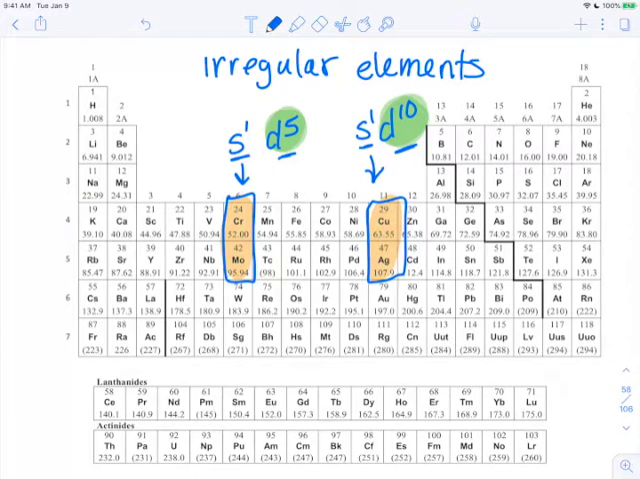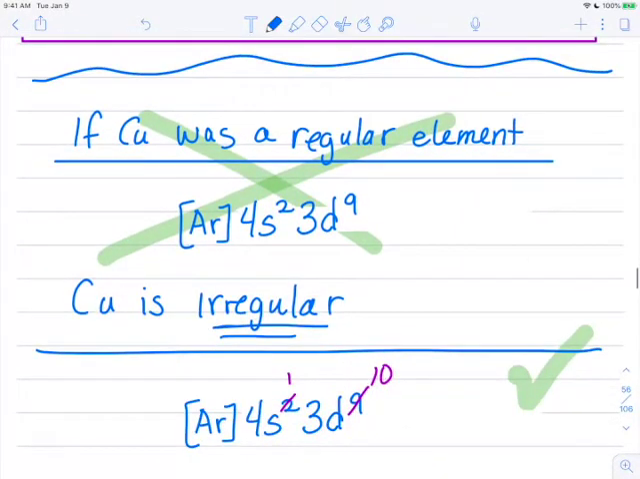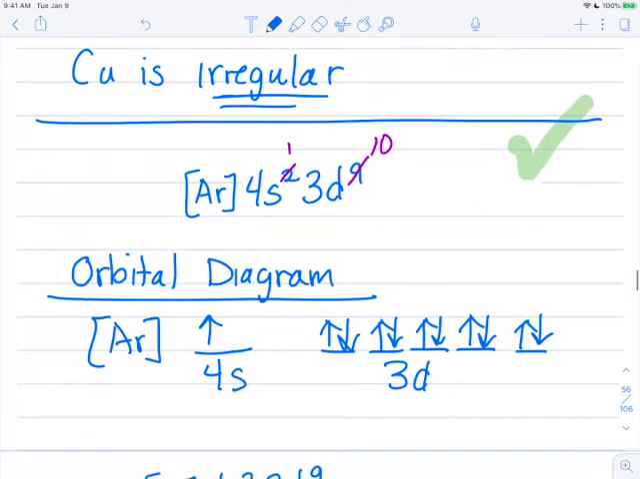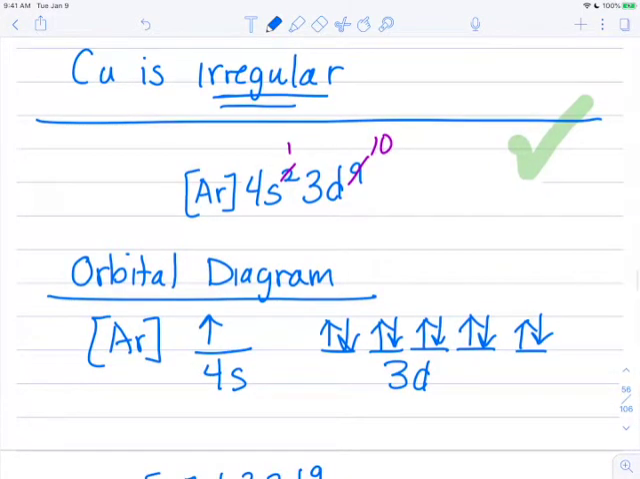Any questions on what we've been talking about for the regular or irregular configuration, or that there are these 4 elements that I need you to memorize as irregulars? And if I do ask for their electron configuration or orbital diagram, you do not have to give me the regular one. All I need is the irregular, but if it helps, you can always do the regular, cross it out, and then do the irregular. So questions on anything so far?